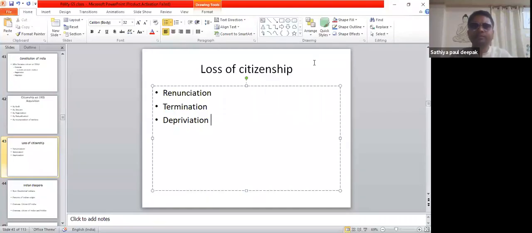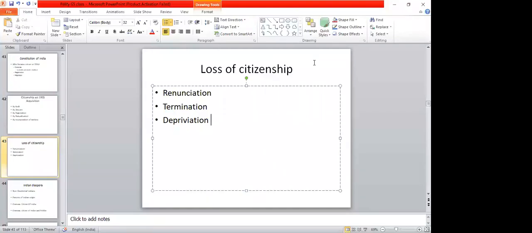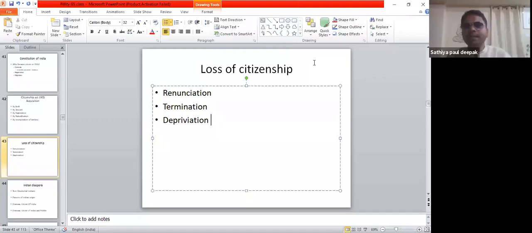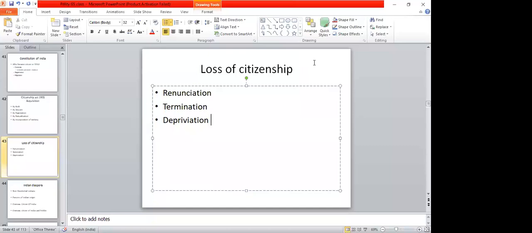Sir, my doubt is if a new state is formed, we are making changes in Schedule 1 and Schedule 4. Schedule 4 is for Rajya Sabha. So what about Lok Sabha seats? For Lok Sabha, there is a process called the delimitation process. We will be seeing that delimitation process later.